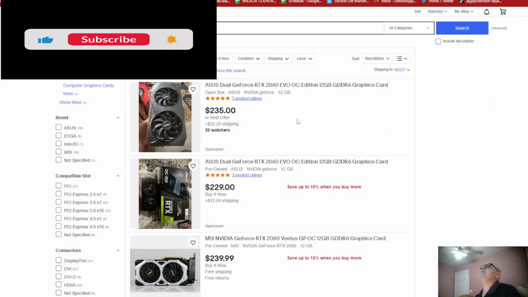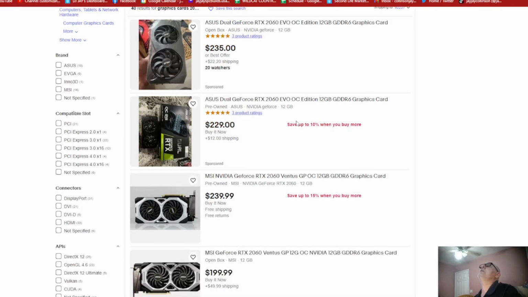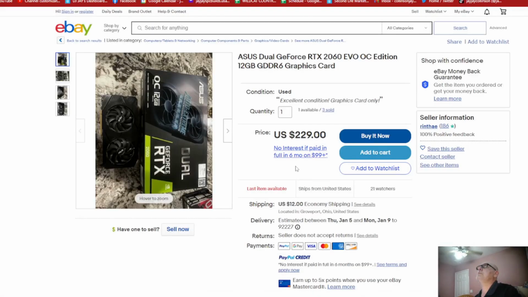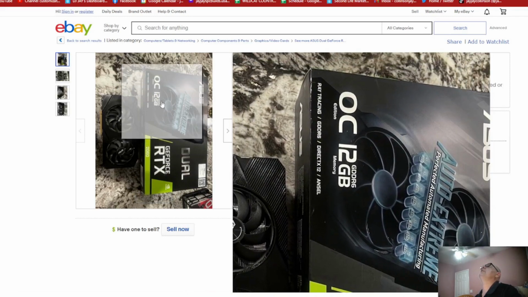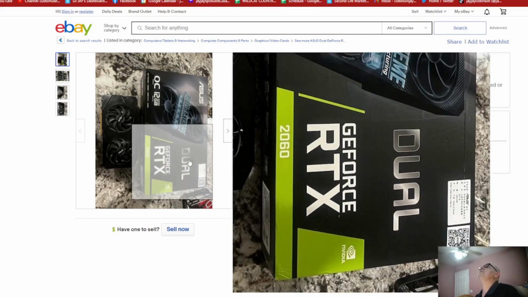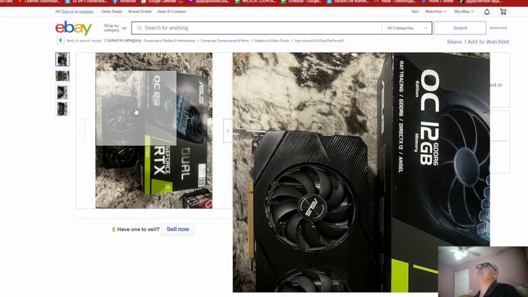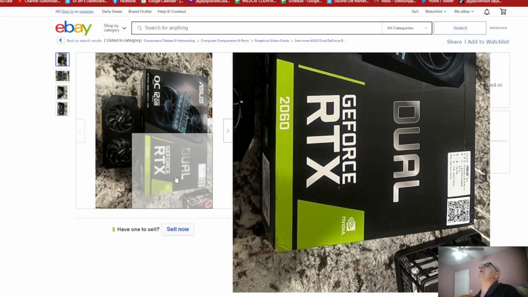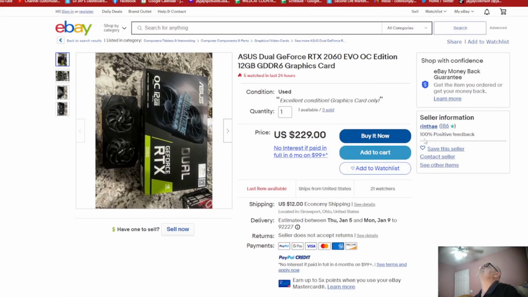I have been looking at video cards. I've been looking at this one right here. I mean, go ahead and switch to it. I've been looking at this one here. It's 12 gigabytes, OC edition. It's dual fan. I've been looking at this one because I think, in my mind, that it might be a good one. It's got 100% positive feedback.